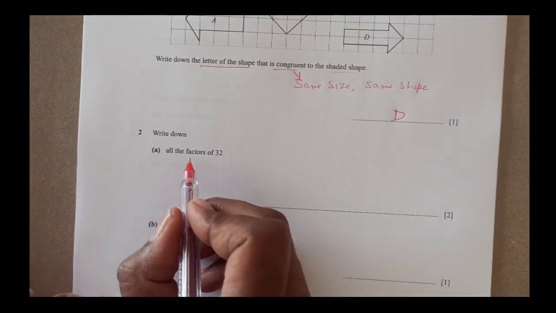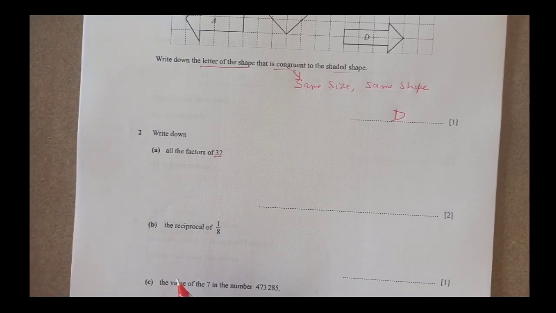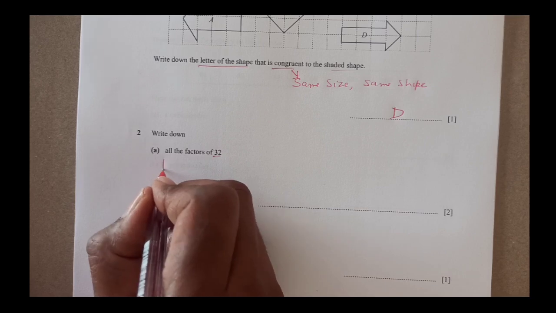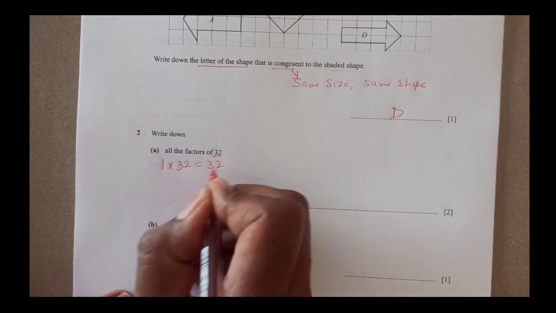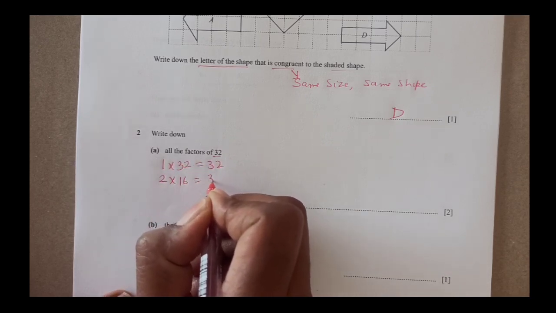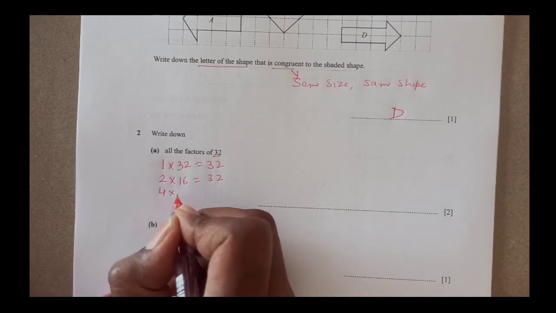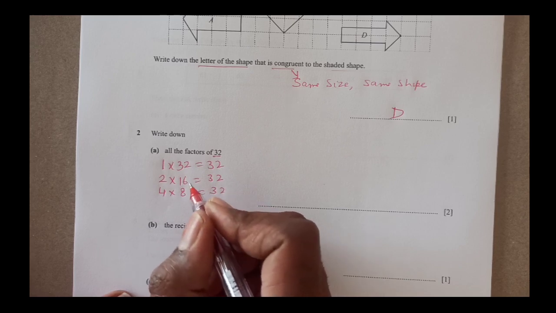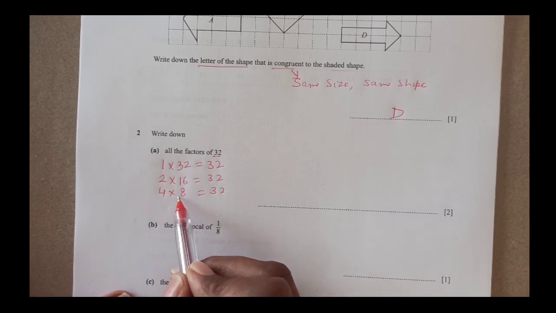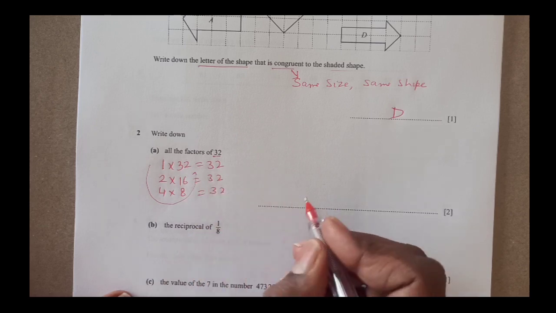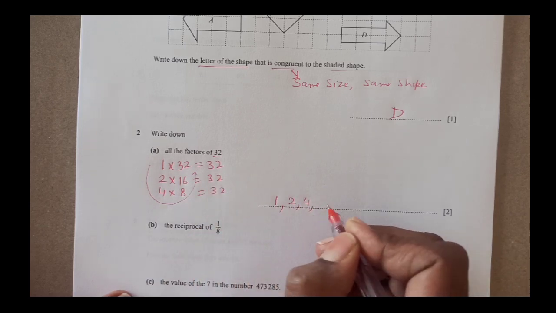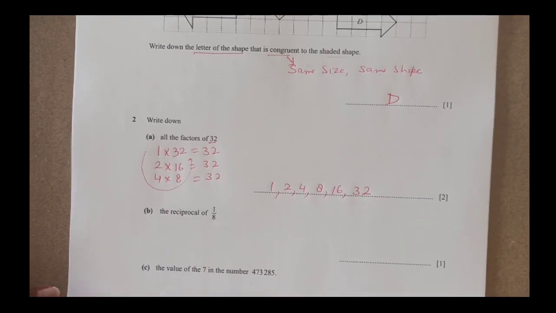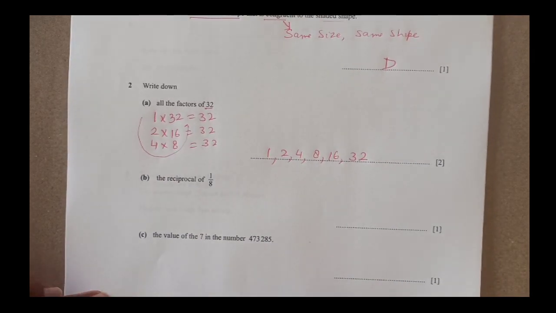Now number 2, write down all the factors of 32. So factors of 32 are the numbers that you are going to divide it by. So 1 times 32 is 32, 2 times 16, then 4 times 8 is 32, right? So we have 1 2 4 8 16, and so start from here, then you write all the numbers 1 2 4 8 16 and 32. These are the factors of 32, right?